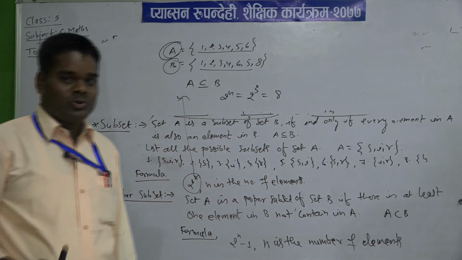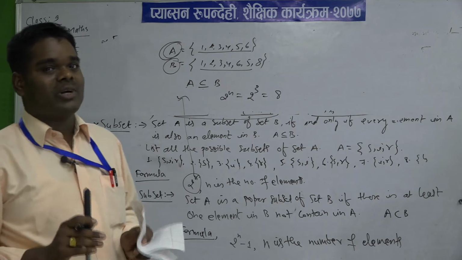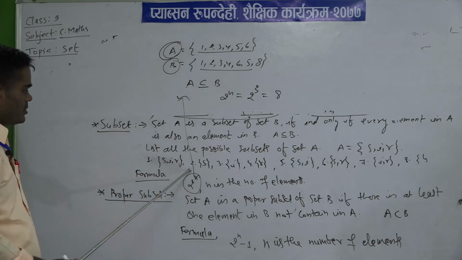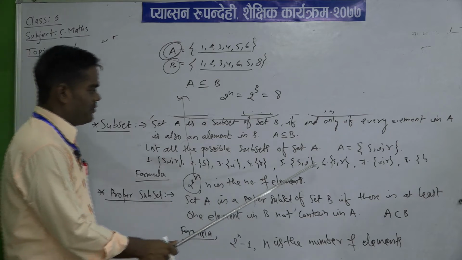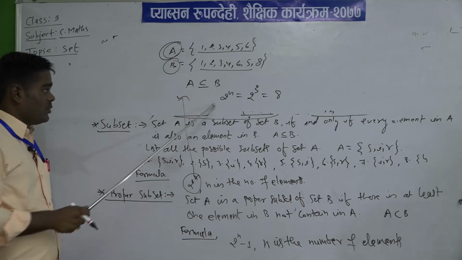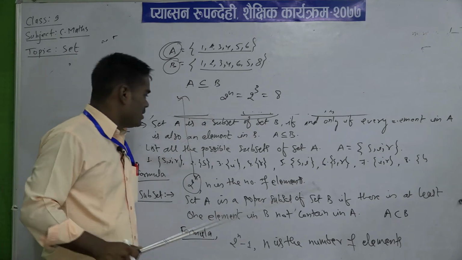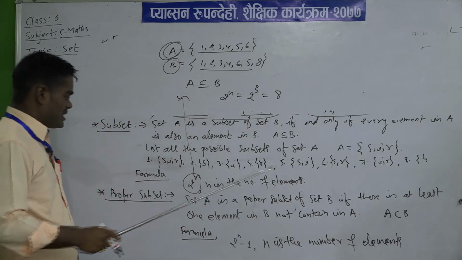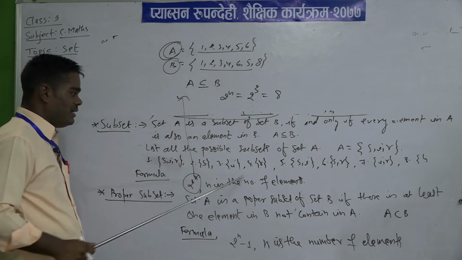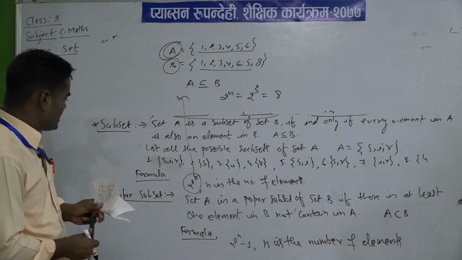the empty set. The empty set is a subset of any set. So, altogether how many are there? 1, 2, 3, 4, 5, 6, 7, 8. So, in subsets we can find the number of subsets of a set by using the formula 2 power n, where n is the number of elements of the given set.